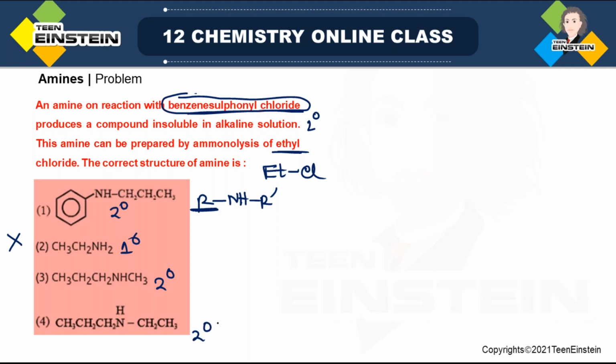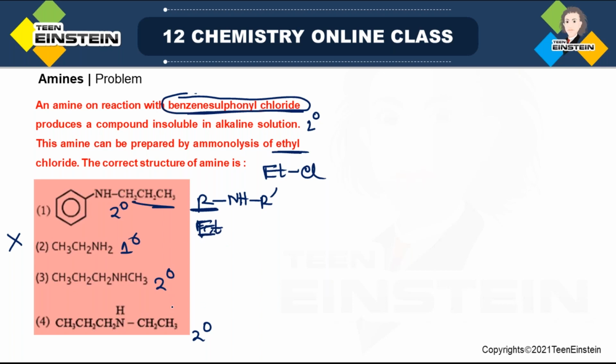Now among these 3 2-degree amines, option 2 is already cancelled because it cannot produce a compound with PhSO2Cl which is insoluble in alkaline solution. So that is why it is not possible. But we have 3 types of 2 degree. But among these, look at the first 2 degree: you have a propyl group, but there must be an Et group.